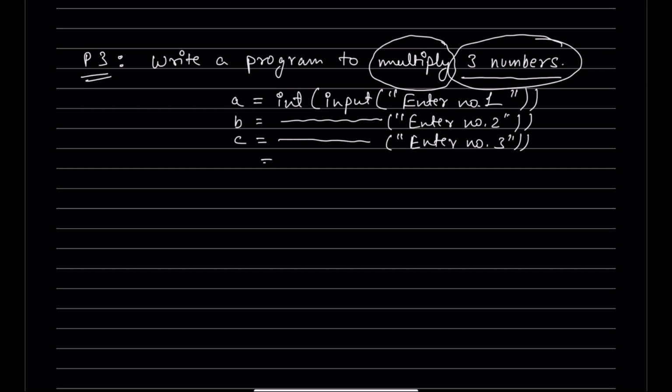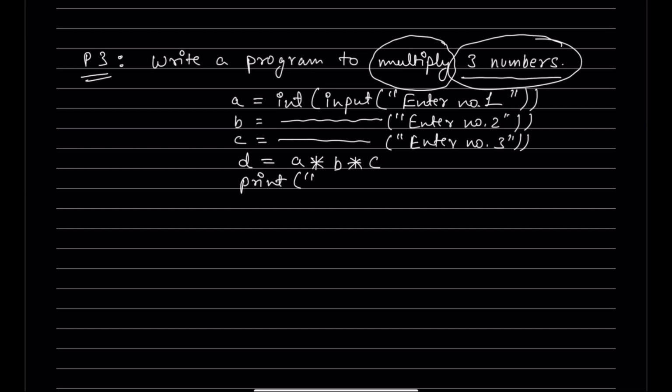Then we will move on to the calculation part. In common mathematics, we do the multiplication of three numbers like this: a into b into c. But in programming, we can't do it like this. The symbol is different, the multiplication sign is different. So you need to use the asterisk sign. You can use it like this: a asterisk b asterisk c. And in order to store the result of multiplication, you can use another variable that can be d. After you're done with the calculation part, you can use the print command to show the output of the calculation.